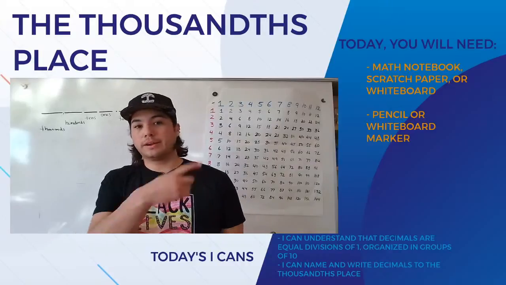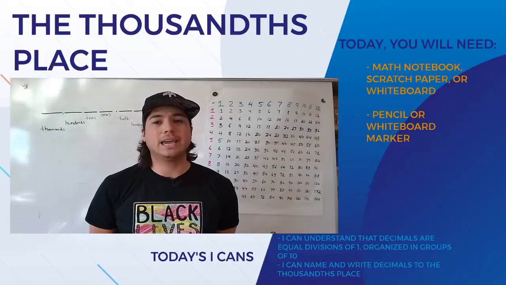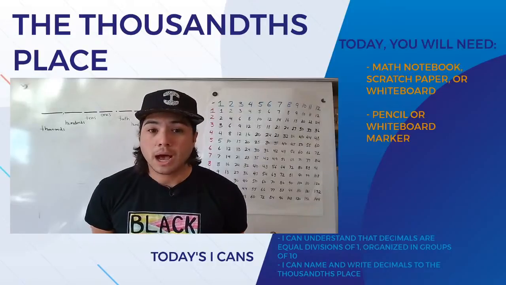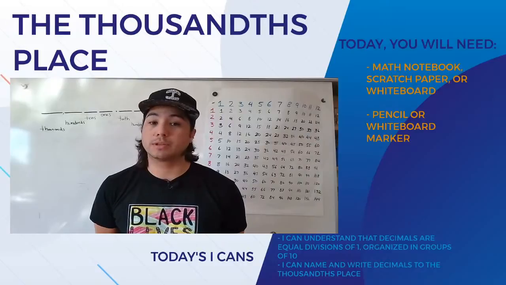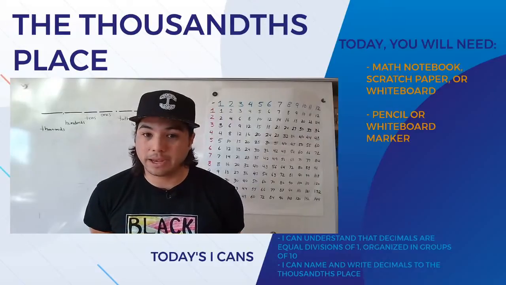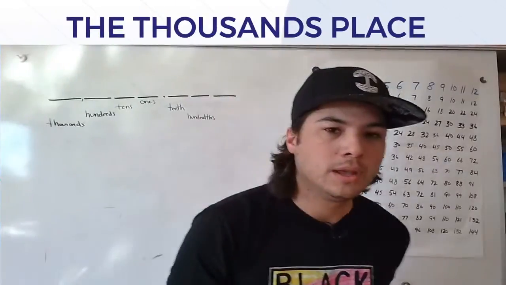Okay, here's what you're going to need, the usuals: something to write on, something to write with. And then today's I cans are as follows. I can understand that decimals are equal divisions of 1 organized in groups of 10. I can name and write decimals to the thousandths place. All right, so let's get into it.